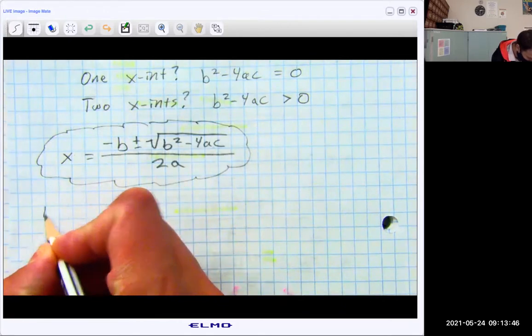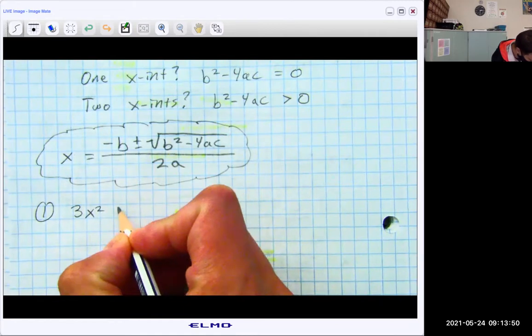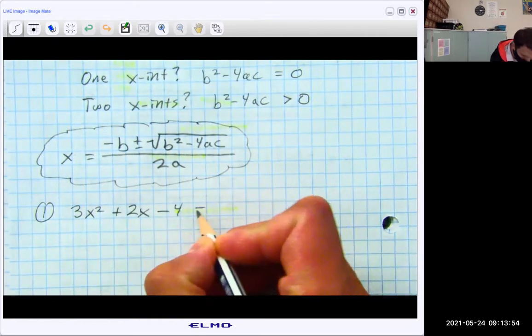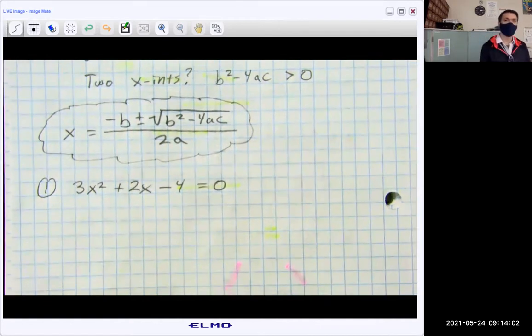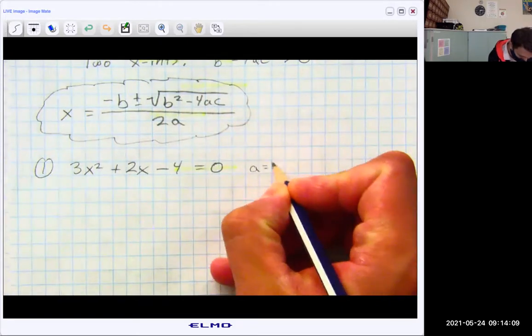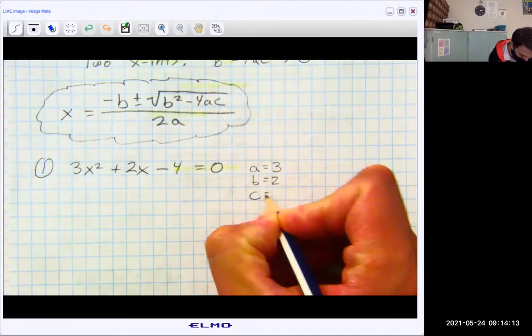We'll call this number 1. 3x squared plus 2x minus 4. And you know what? I'm going to set it equal to 0 right away for us. Just like when you're using the quadratic formula, when you're using the discriminant, you need to tell us what your a, b, and c are. A is 3, b is 2, and c is negative 4.